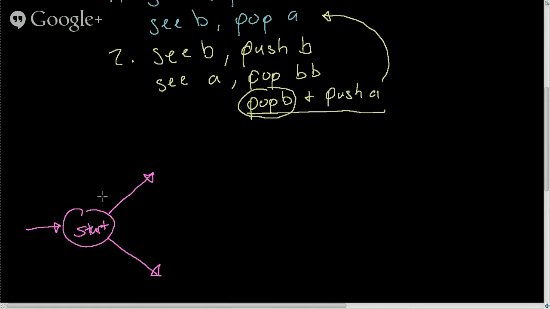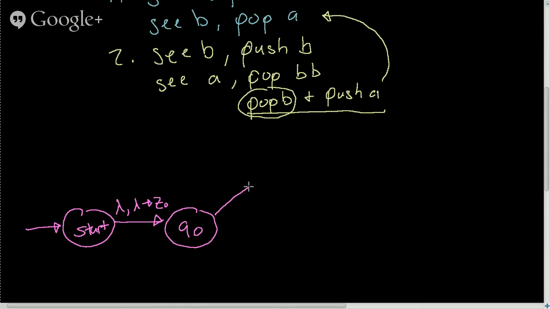So first we need to initialize our stack. Let's do that first. So we see lambda. We want lambda to go to Z0, which is initializing the stack. This will be Q0. And once we have initialized our stack, so I'll draw our stack up here.